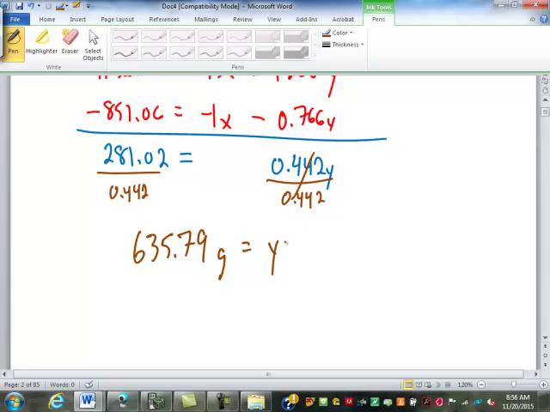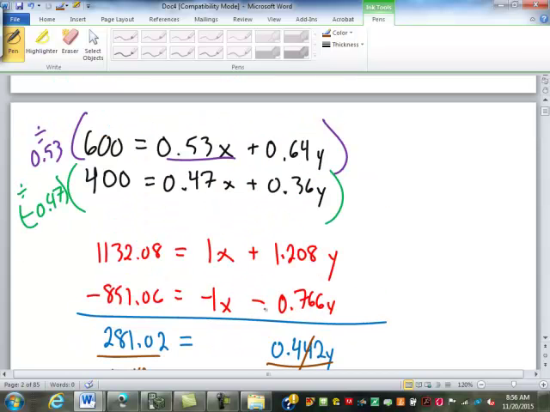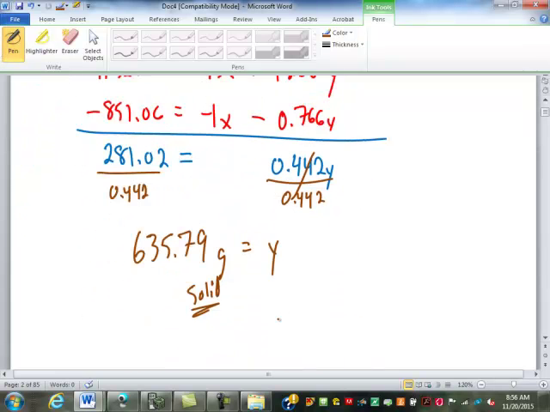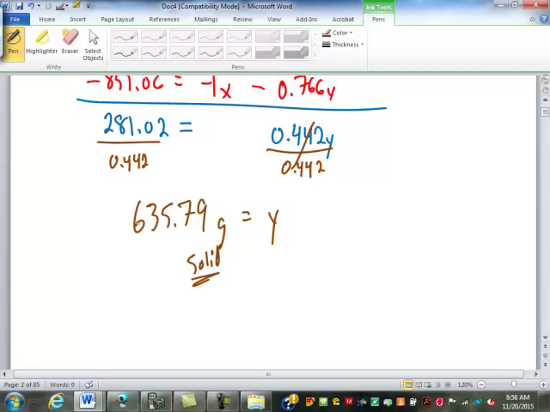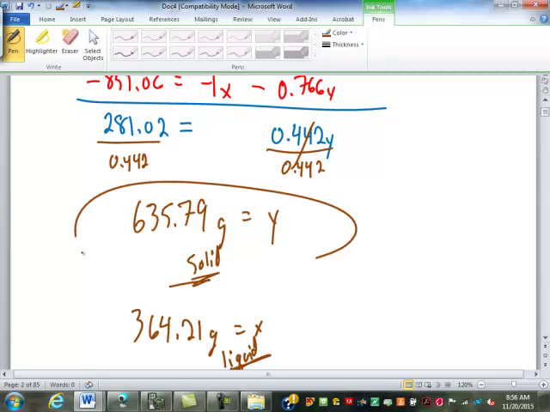Y was the solid, right? Yeah, y was solid. So that means 1,000 minus that. 364.21 grams equals x, that's a liquid. What do you think? Not terrible?